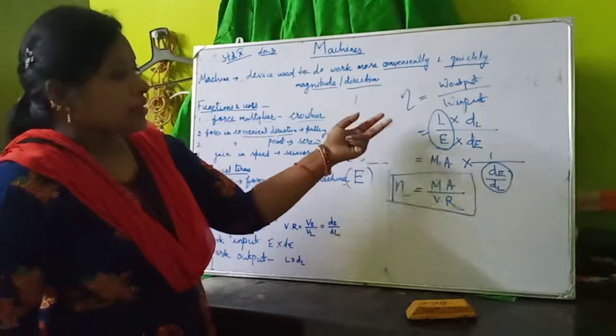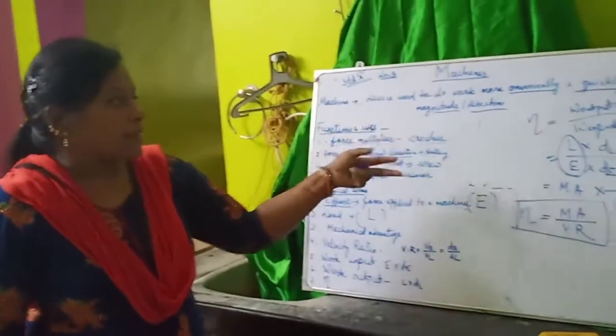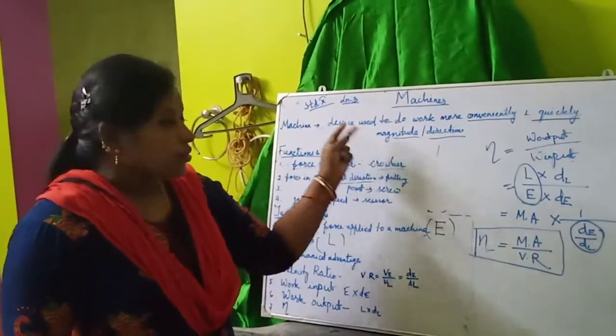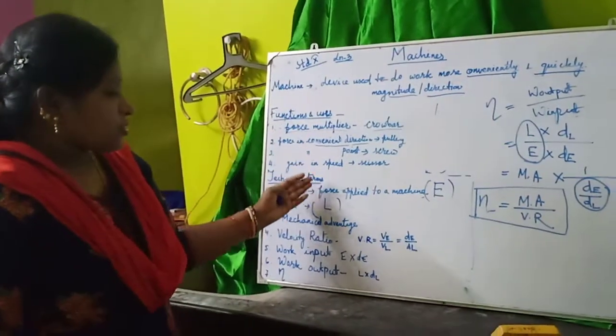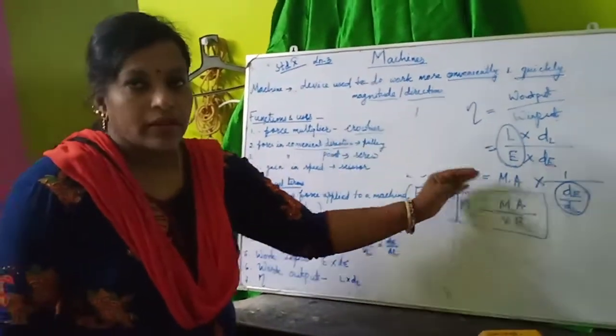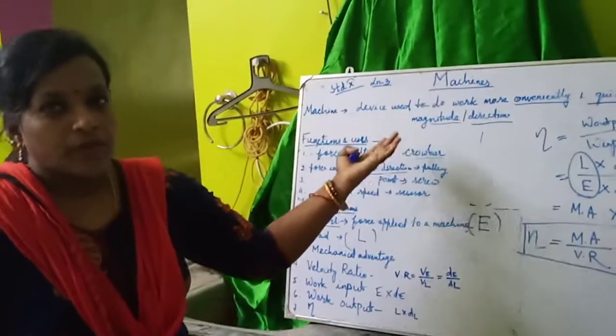In my next class, I will tell you other terms and related types of machines. So go through the book. You can get the definitions and the formula derivation there also. Once you understand, you can remember it well.